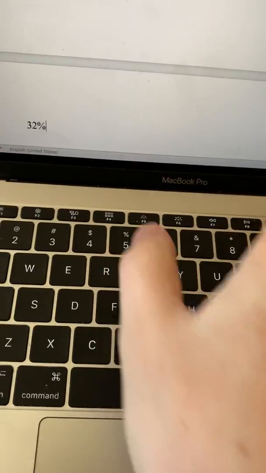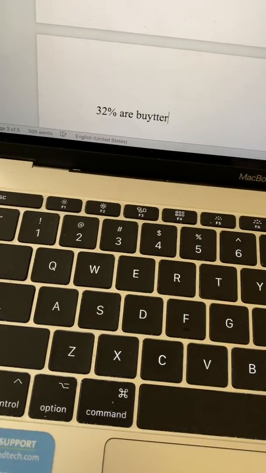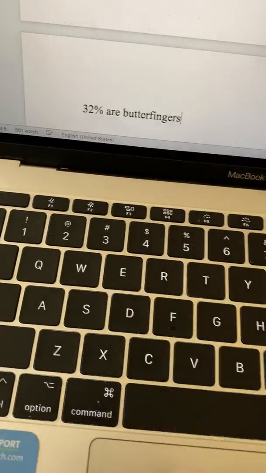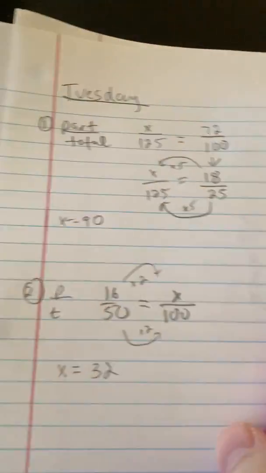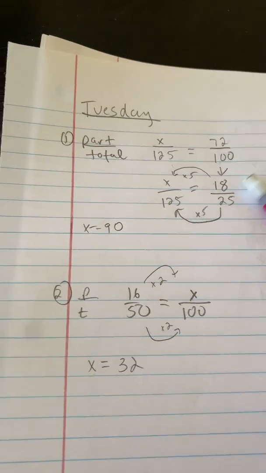so I'm going to write on my paper that 32% are Butterfingers. Hopefully I can spell. Okay? So the key is deciding what's missing, your part, your total, or your percent. And that's where the X goes, and then you'll plug in the rest of it and just solve the ratio.